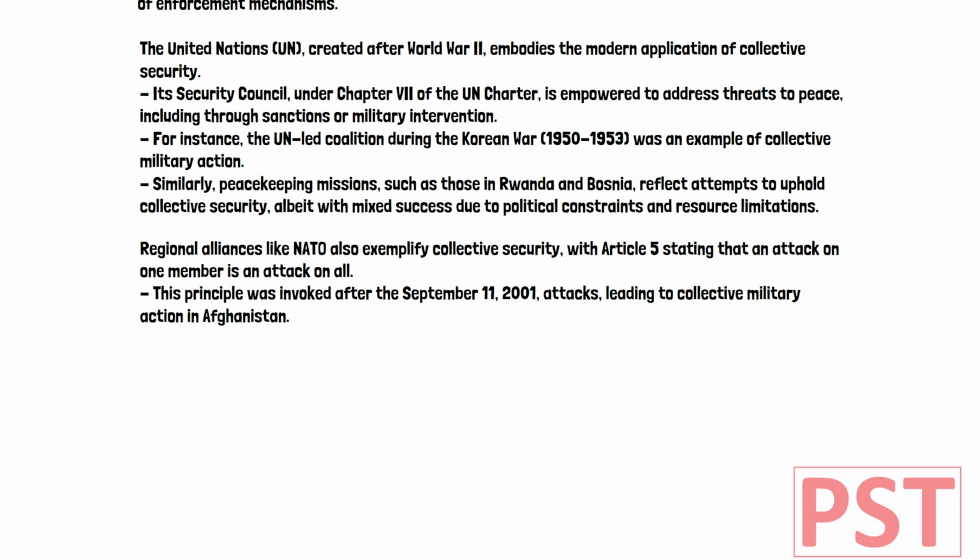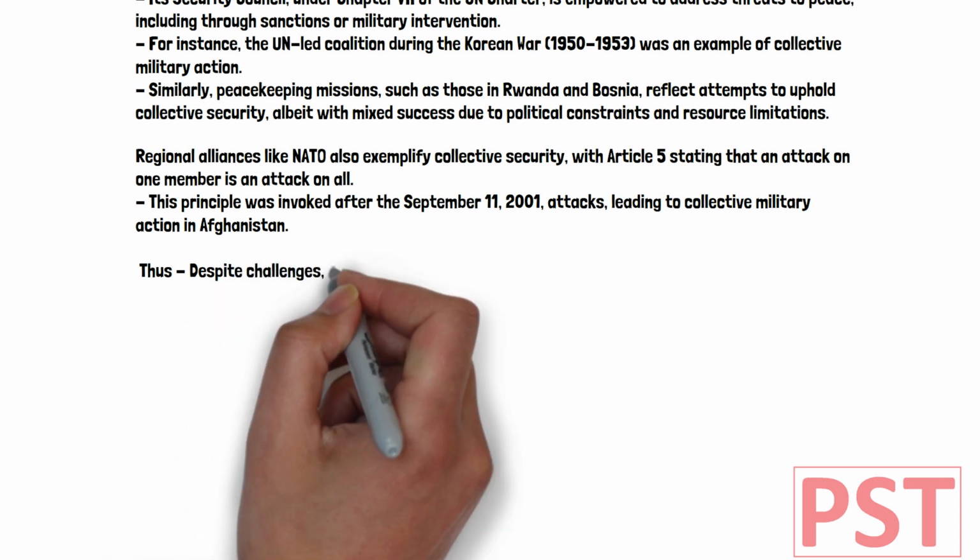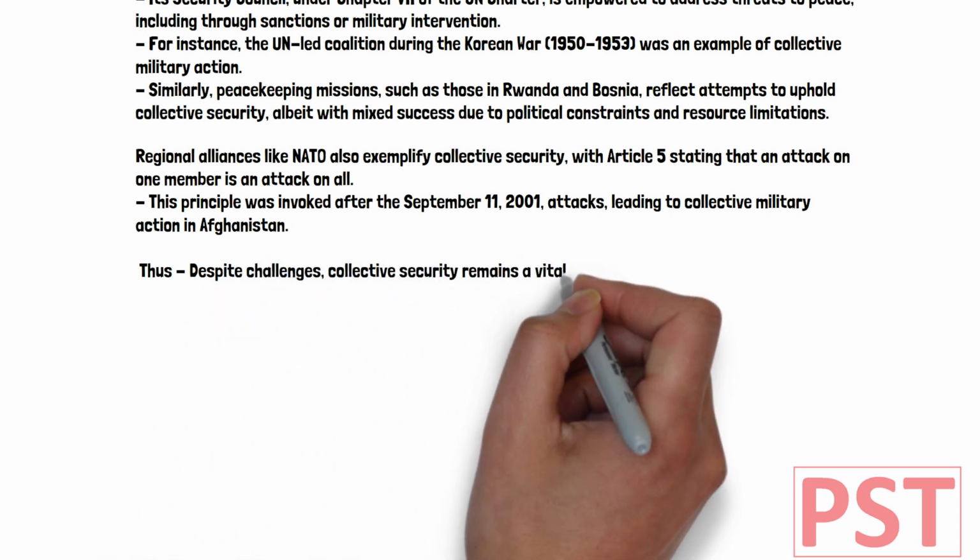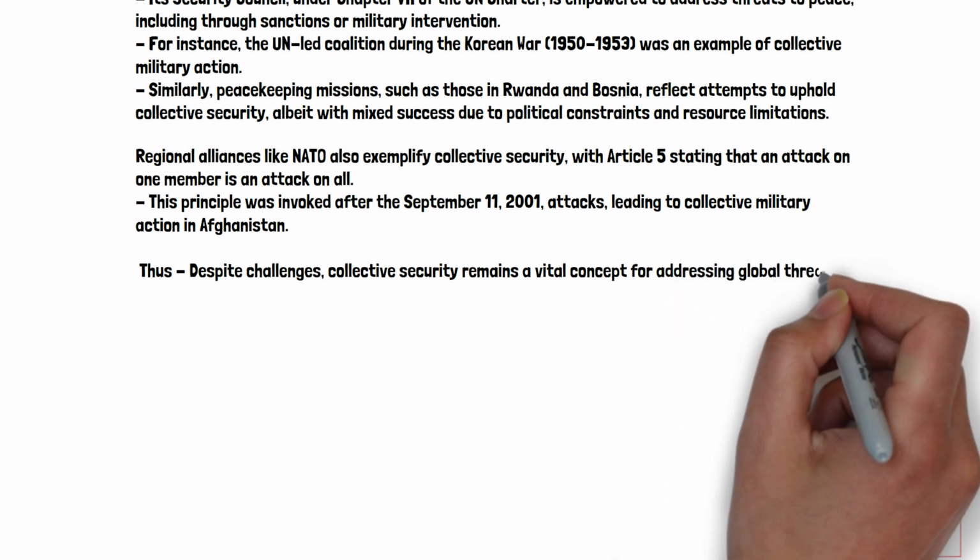So at the regional level, you have the classic example of NATO, who within their charter, within their constitution, have a specific Article 5 which clearly says that an attack on one member of NATO would be considered an attack on everyone, and then the entire NATO would lead a collective military action wherever it is needed. And the classic example was the 9/11 terror attack on the US, which was followed by NATO forces militarily intervening in Afghanistan. So thus, despite these challenges, collective security remains a vital concept for addressing global threats and fostering international cooperation.